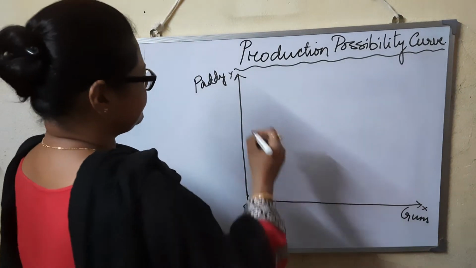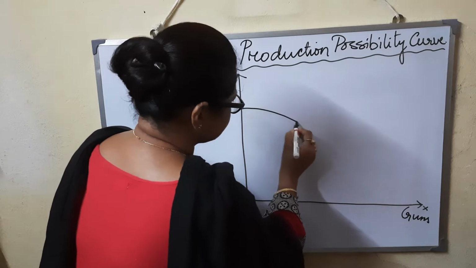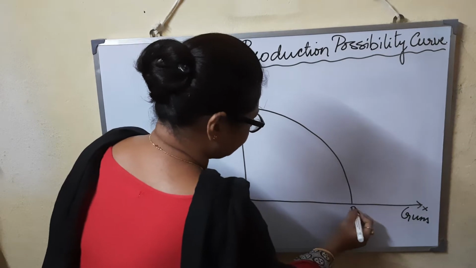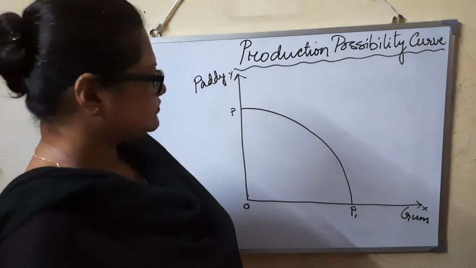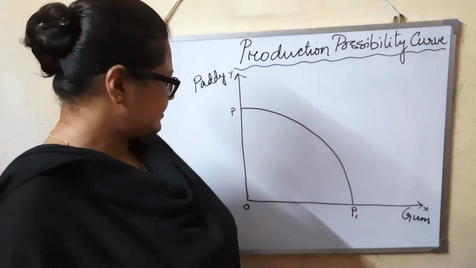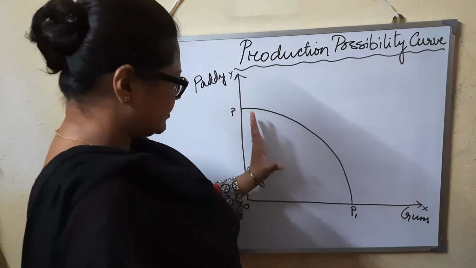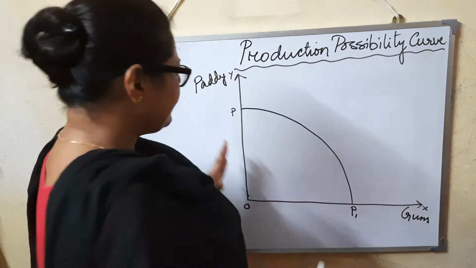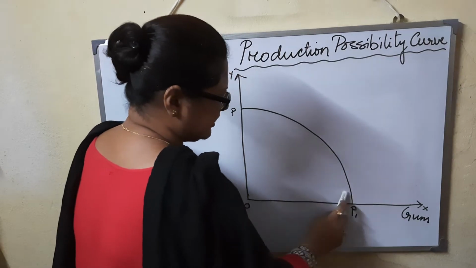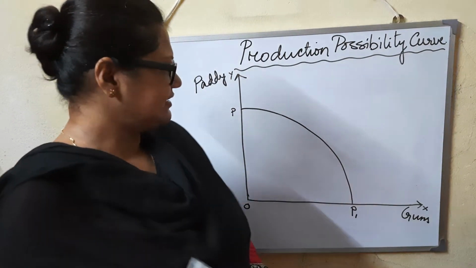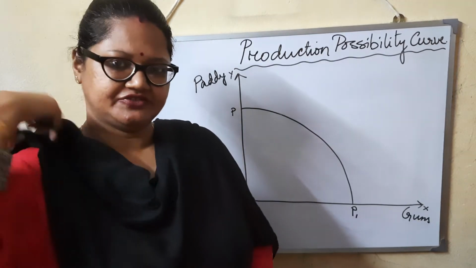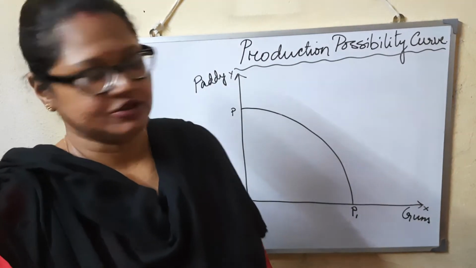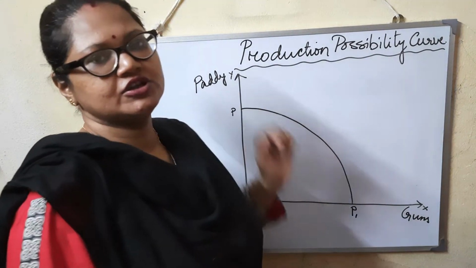Now, as we have learnt in our previous classes, resources available in an economy are limited. Keeping that in mind, let's consider that this is our PPC. That means P1 amount of resources are available in the country. A country can only utilize whatever is within this area. So what will be the definition of PPC? The definition of production possibility curve is the locus of all combinations that are possible of these two commodities.